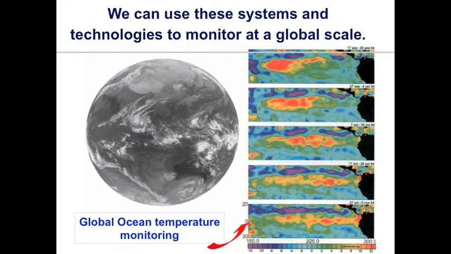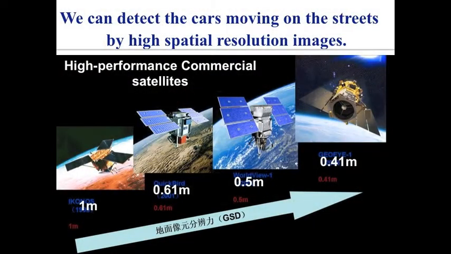So here we can monitor the temperature of the global ocean. And also, we can detect a car moving on the street by high spatial resolution images. Now we can see small objects on the surface of Earth, sometimes 20 centimeters by 10 centimeters. How to make all this data available against natural disasters is my presentation. First, I will give the example of the International Charter on Space and Major Disasters.